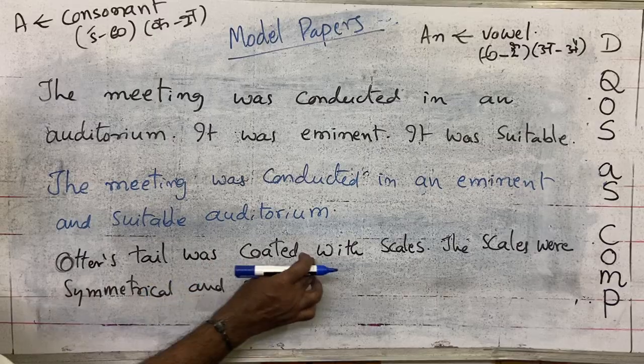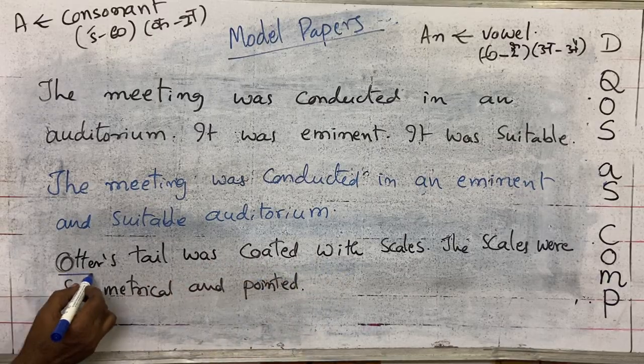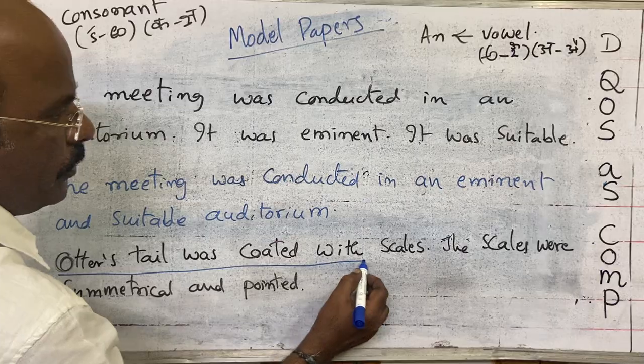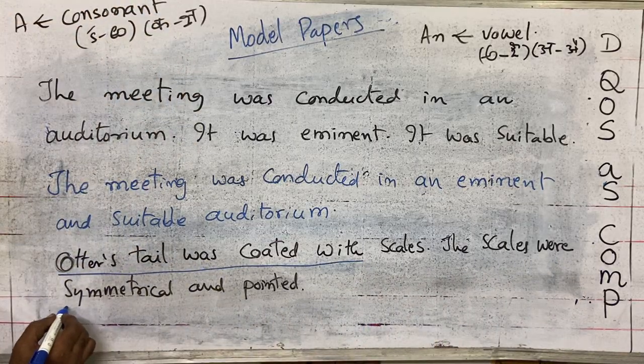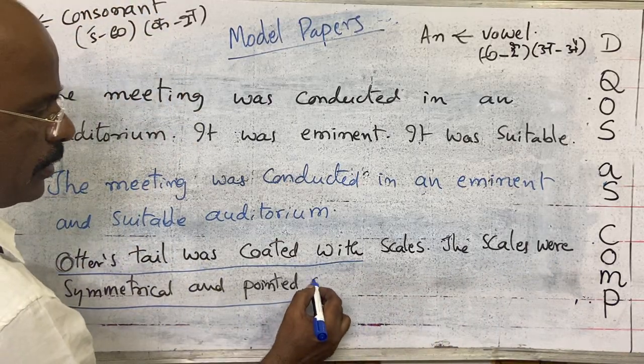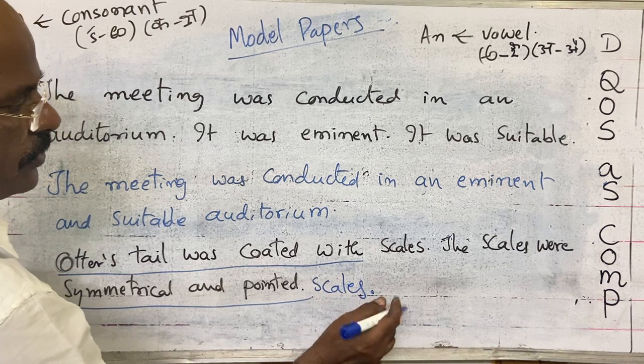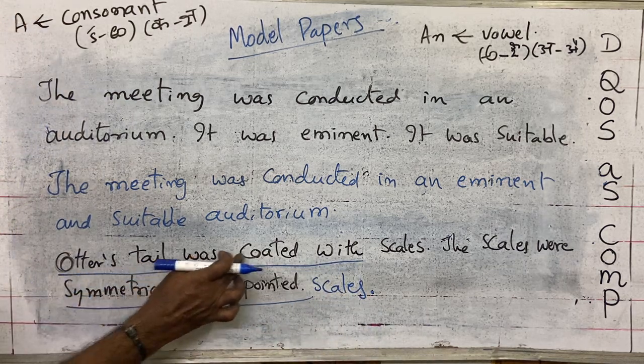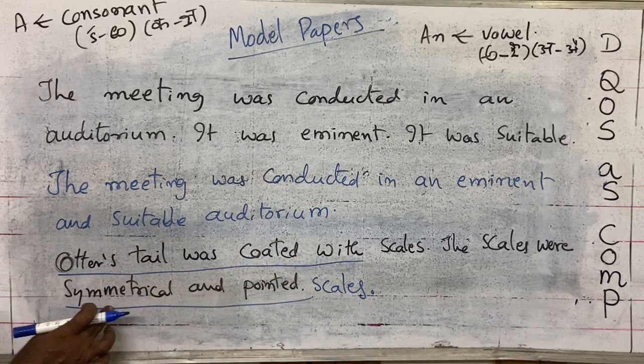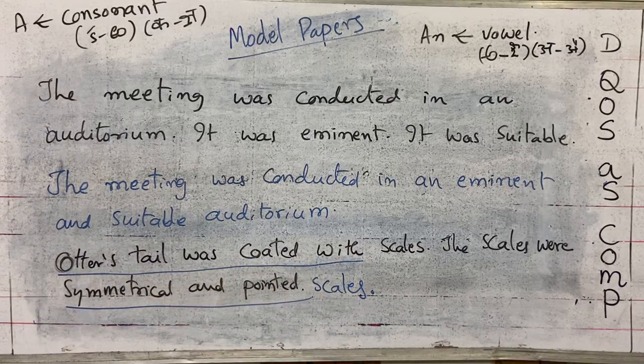Otter's tail was coated with symmetrical and pointed scales. Finish. So like that only, here you are taking it. It's finished. Yeah, here there is no need of determiners. Otter's tail was coated with symmetrical and pointed scales.